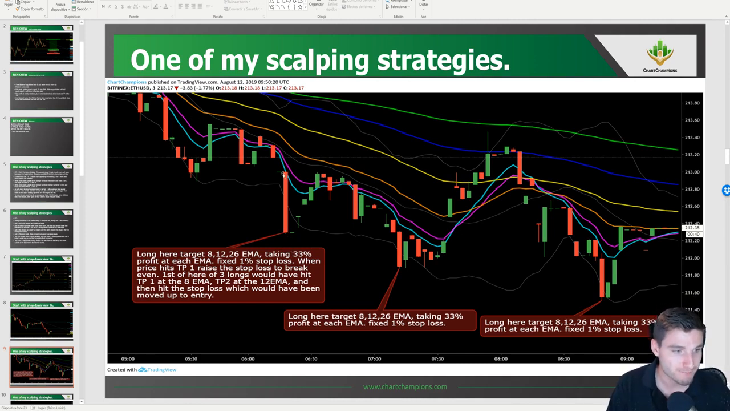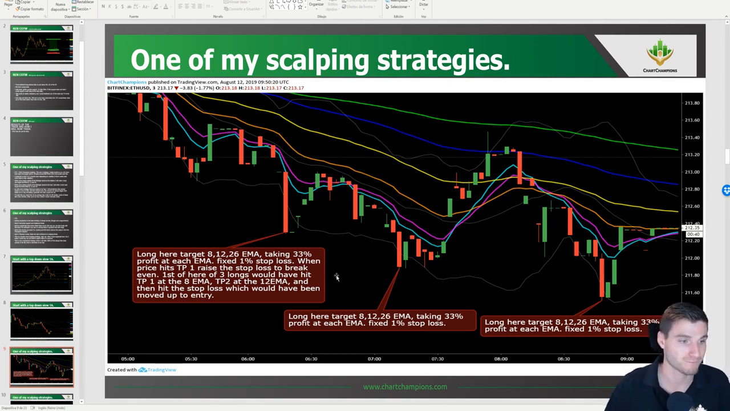As you can see here, price would have come down and entered our limit order at a candle wick. Let's say we get filled on the next candle, and price comes up to the 8 exponential moving average and hits your first take profit. That 1% stop loss that you had, you move to break even straight away. That way, if you hit the 8 and fall back down, you end with a little bit of profit, because you hit take profit 1 and then got stopped out at break even.